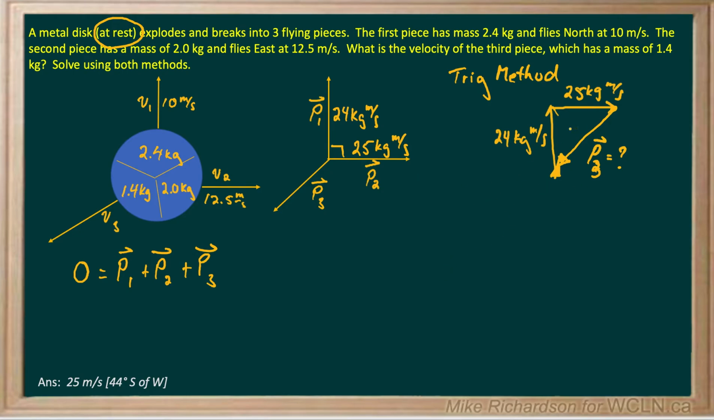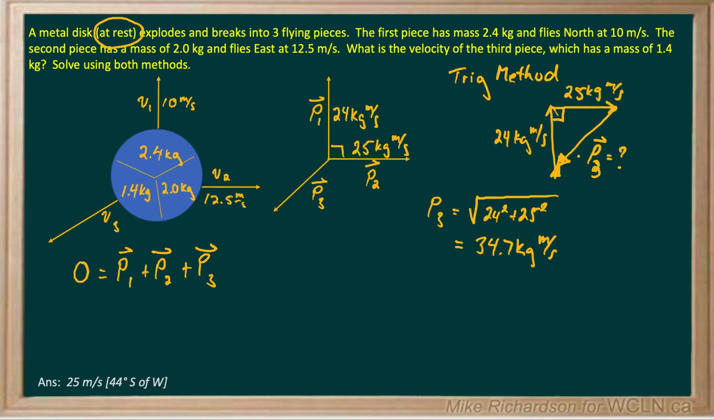Okay, 90-degree triangle. We can certainly do Pythagoras. So P3, the magnitude of it, will simply be 24 squared plus 25 squared, all square rooted. And that will give me a magnitude of 34.7 kilograms times meters per second.